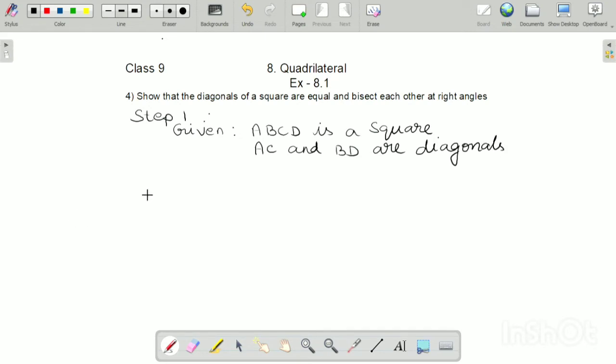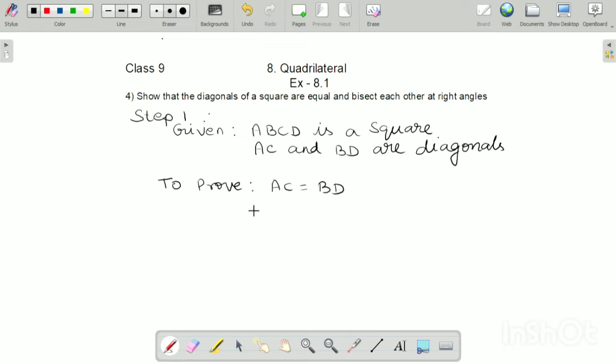To prove: in this sum we want to show that the diagonals of the square are equal and bisect each other at right angle. So given is ABCD is a square, AC and BD are diagonals. Now we have to prove that the diagonals are equal, that is AC equal to BD, and that they bisect each other at right angle.